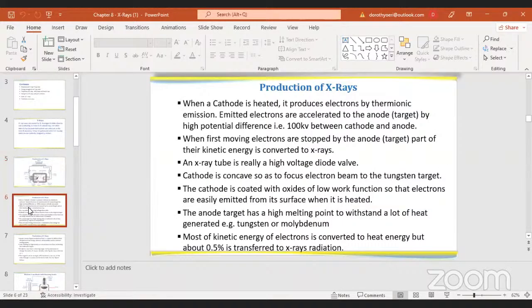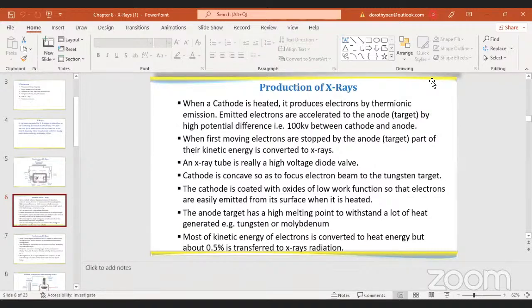So therefore, let me now take you to the notes. So when the cathode is heated, you can see there, and there are two methods of heating the cathode, by the way. We have thermionic and photo. Photo we will deal with later. Thermionic means you're using heat energy to heat the cathode. Electrons are produced at the cathode. Those electrons are accelerated towards the anode. And the anode in the tube is the target.